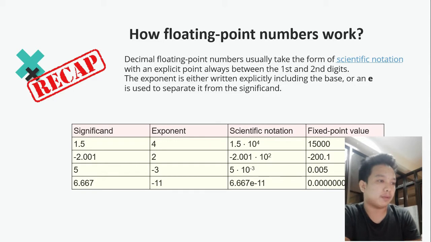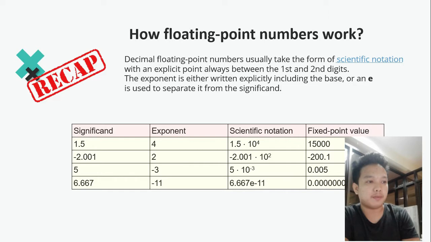Okay, let's have an example. With a significand of 1.5 and an exponent of 4, the scientific notation of this number is equal to 1.5 by 10 raised to 4, which has a fixed point value of 15,000. The next is negative 2.001 with an exponent of 2, which has a scientific format of negative 2.001 by 10 raised to 2, and which has a fixed point value of negative 200.1.